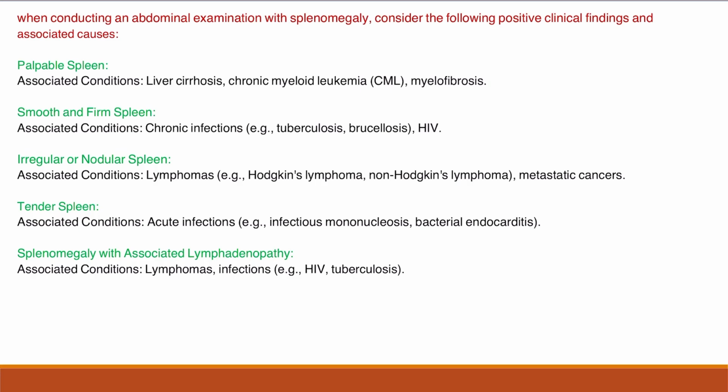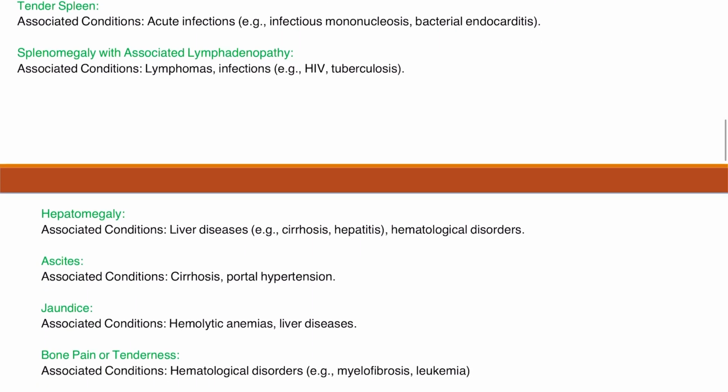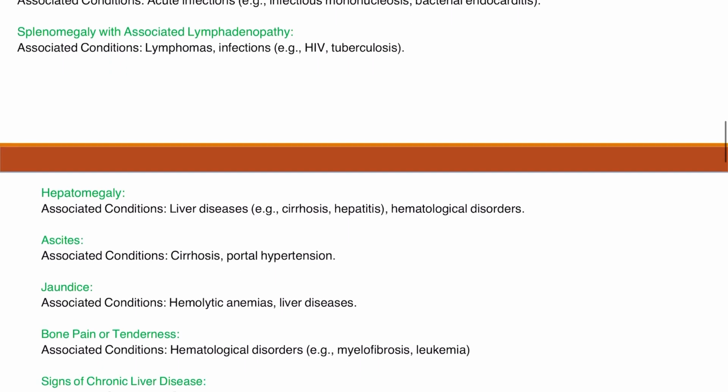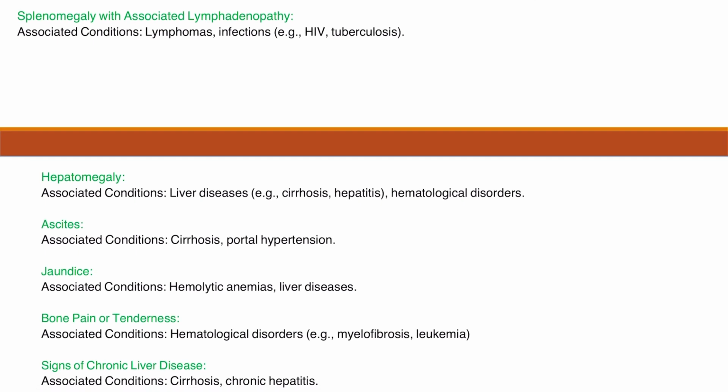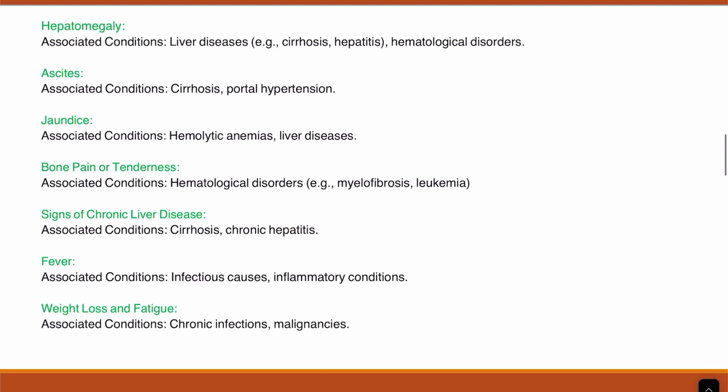If you have splenomegaly with associated lymphadenopathy, then think about lymphomas or other infections like HIV and tuberculosis. If you find hepatomegaly along with splenomegaly, then you'll be thinking about liver diseases like cirrhosis, hepatitis, and also some hematological disorders. Ascites is associated with cirrhosis and portal hypertension. If you find jaundice, it can be hemolytic anemias or liver disease. If you find any bone pain or tenderness, you'll be thinking about hematological disorders like myelofibrosis or leukemia.